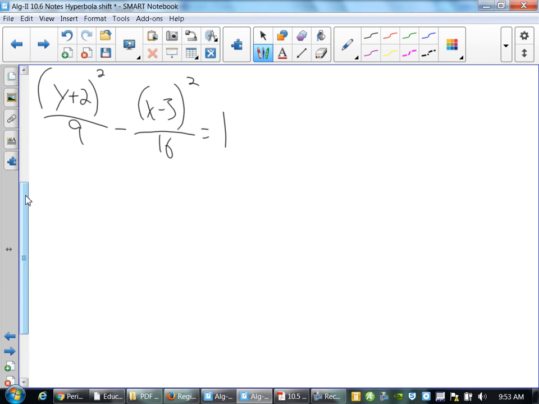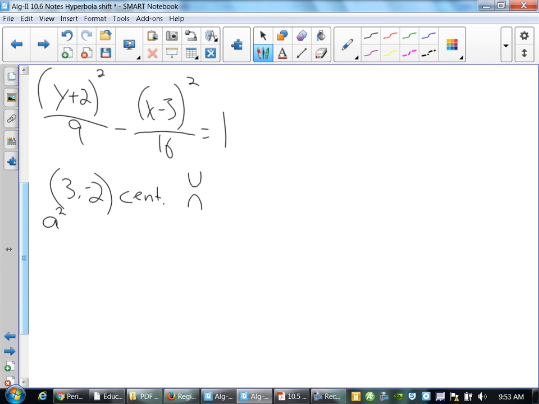Okay, what's your h and k? That's 3 and negative 2. Good, I was waiting to see if anybody got that flipped. It's 3, negative 2, because this is a y squared hyperbola, which means it's going to go up and down. You know, this has to go up and down.